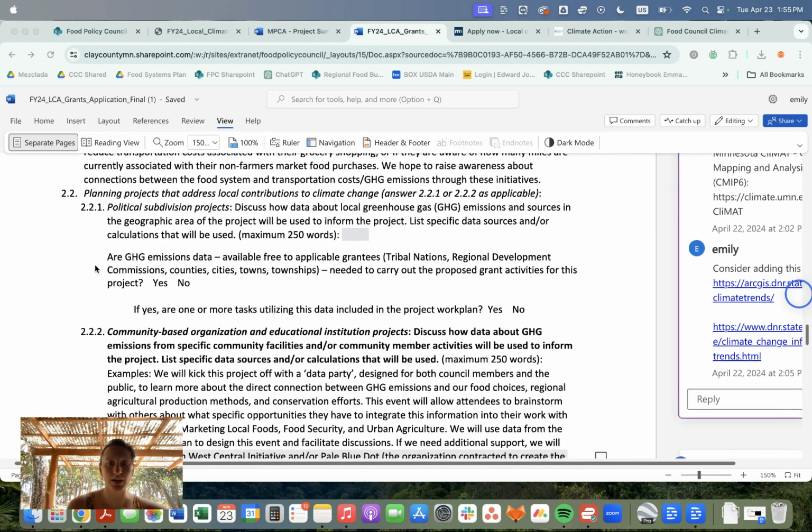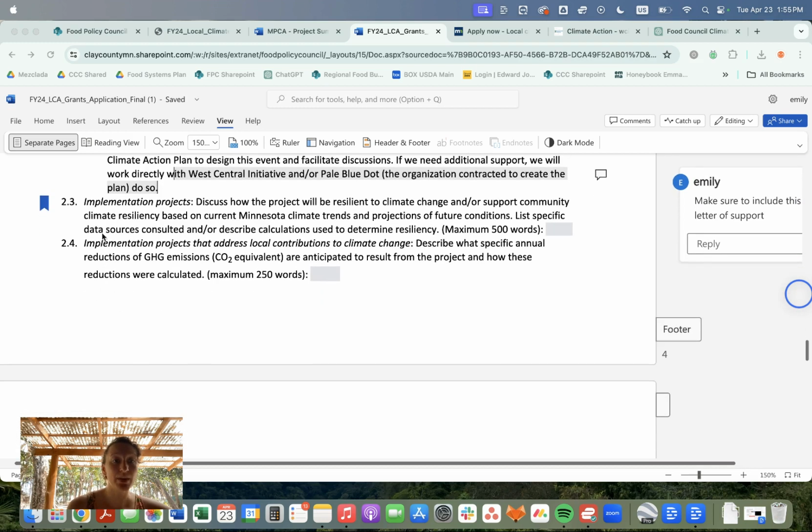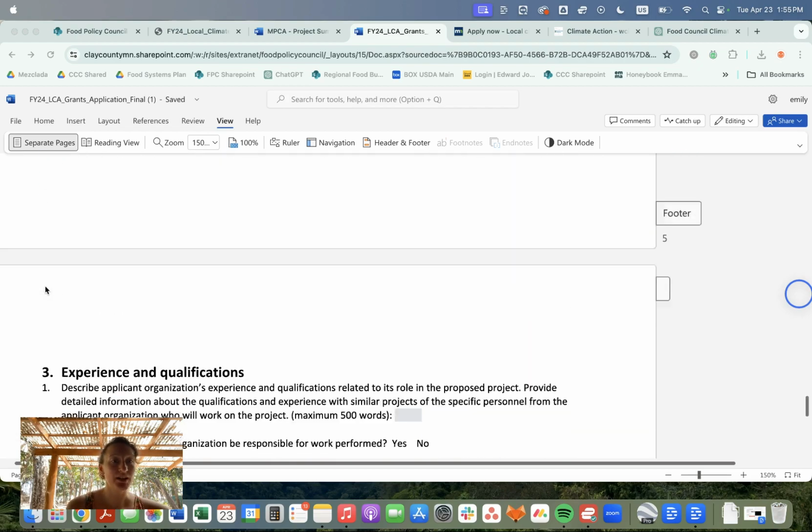I didn't answer that because I wasn't working on it. Then it asks about community-based organization and educational institution projects, and it's asking to discuss how data about greenhouse gas emissions from specific community facilities and or community member activities will be used to inform the project. List specific data sources and or calculations that will be used. This is where the data part came up. And then we get into implementation projects, which is where I think I actually should have been working. And again, this is part of the process. A best practice that I should have mentioned is to read through the entire application first.